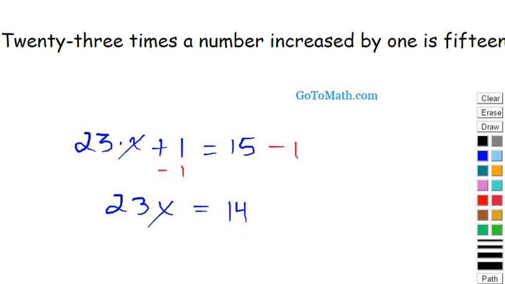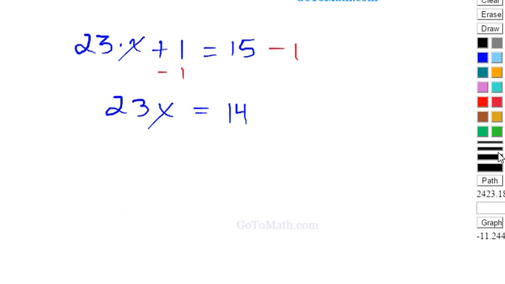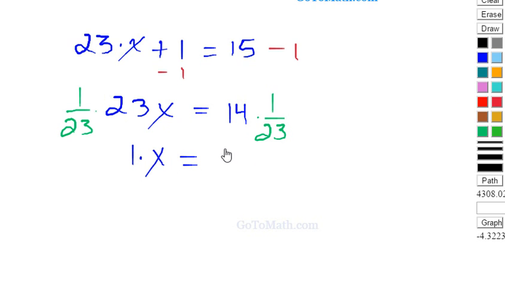And then the next thing we have to do is multiply through by the reciprocal of 23. That's going to be 1 over 23 to both sides. And so this cancels out, right? We're left with a 1 here.